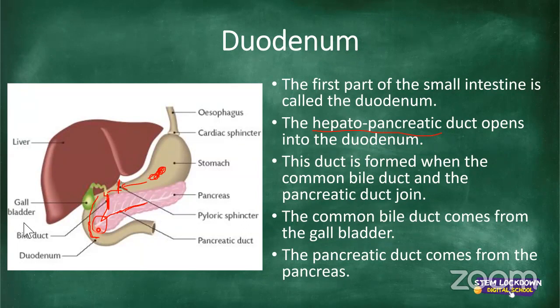Yeah? The common bile duct comes from the gallbladder. Remember, we said that the gallbladder stores bile, and that bile is secreted by the liver. All right. So at this opening here, bile is secreted into the duodenum, and we also have pancreatic juices, which are also secreted into the duodenum through the hepatopancreatic duct. Okay, I hope everyone gets that point and what basically the slide was explaining.